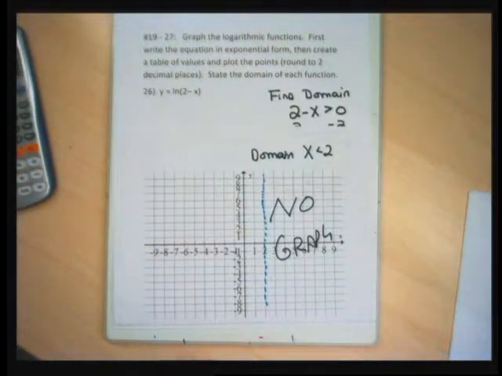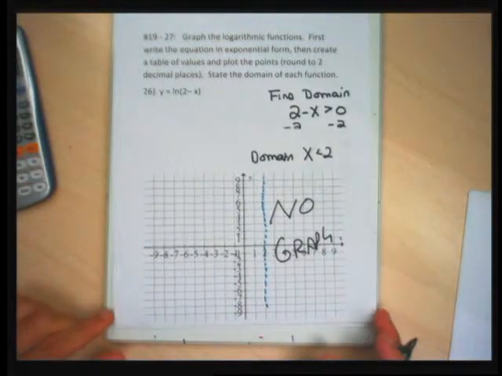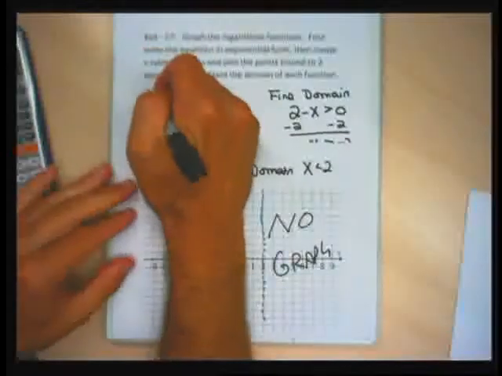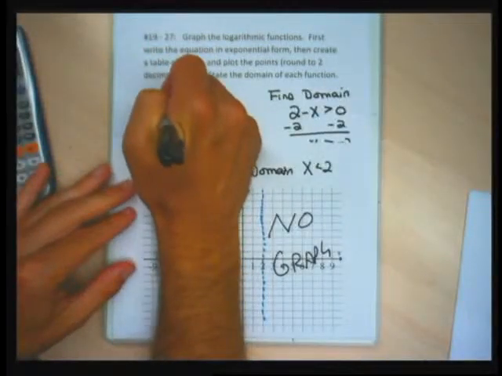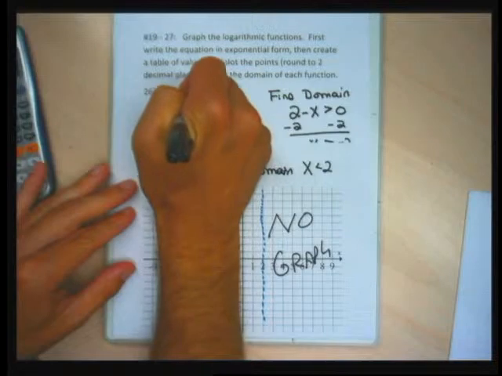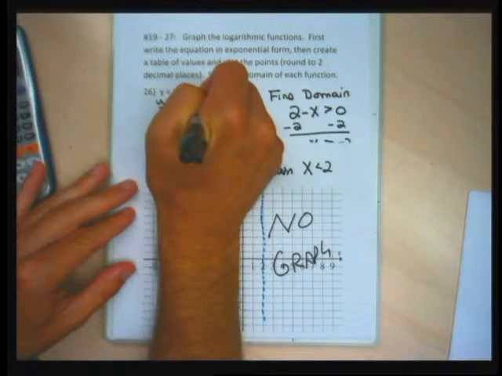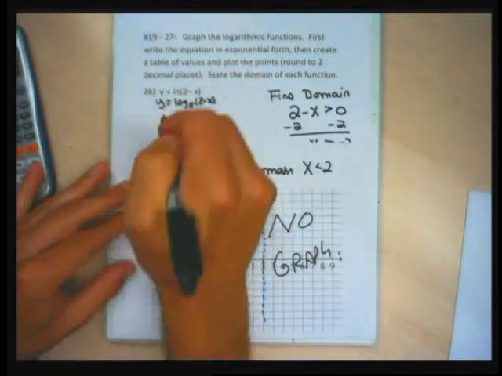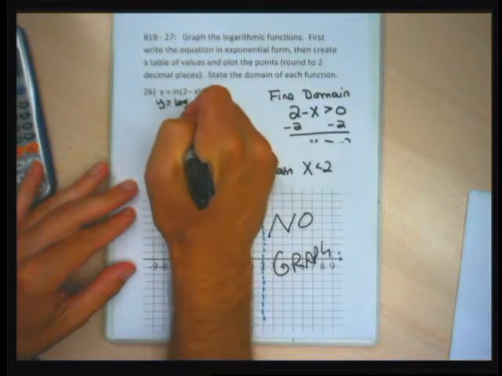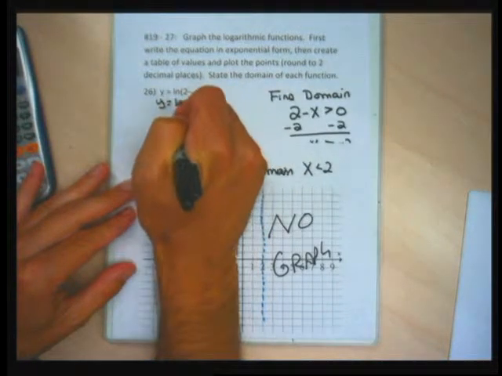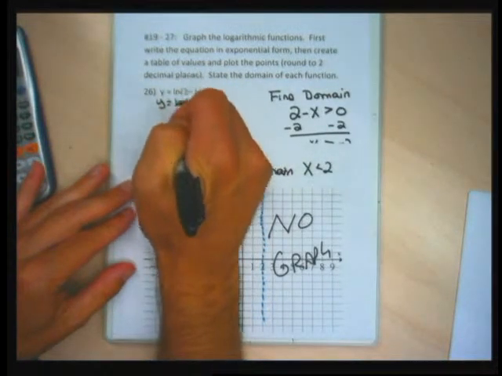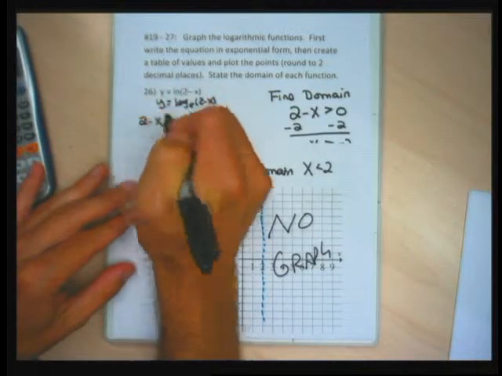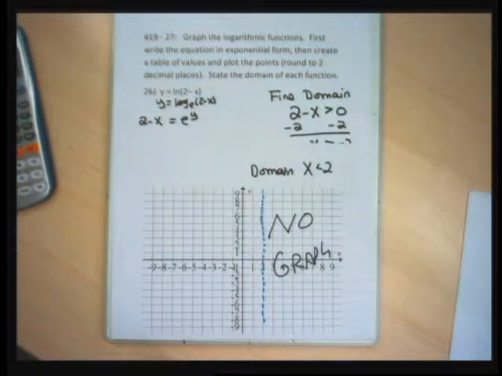Now I'm going to put it in logarithmic form and get my table, and then I'll graph all the points. So in logarithmic form, I get rid of the logarithmic form. I get y equals the log base e of 2 minus x. I'm going to cross out the log. I'm going to switch the y and the 2 minus x. So I get 2 minus x equals e to the y. I need to solve for x.